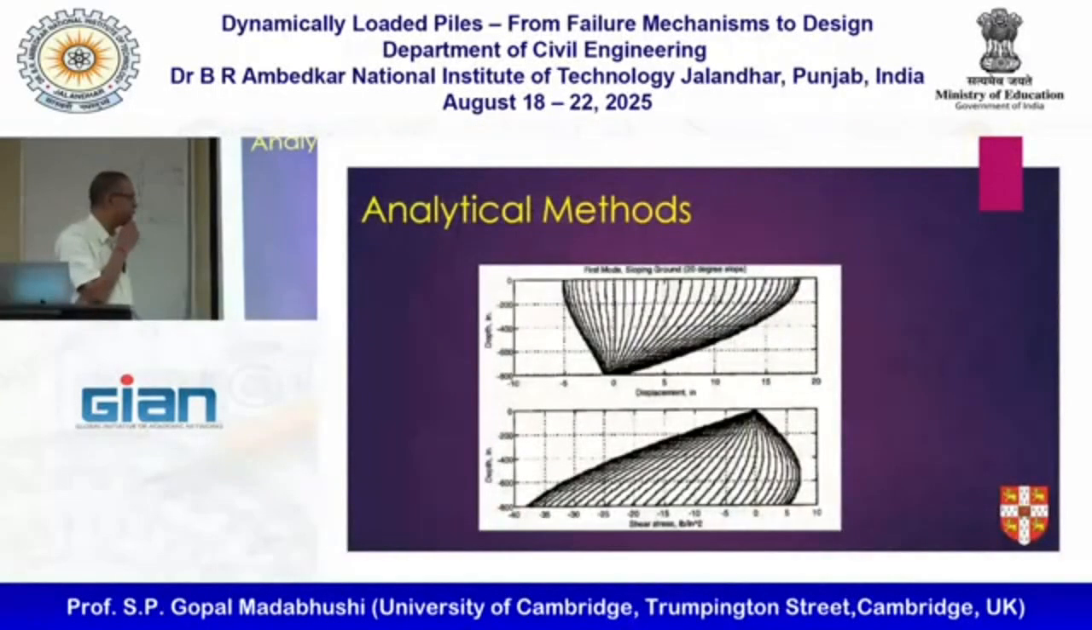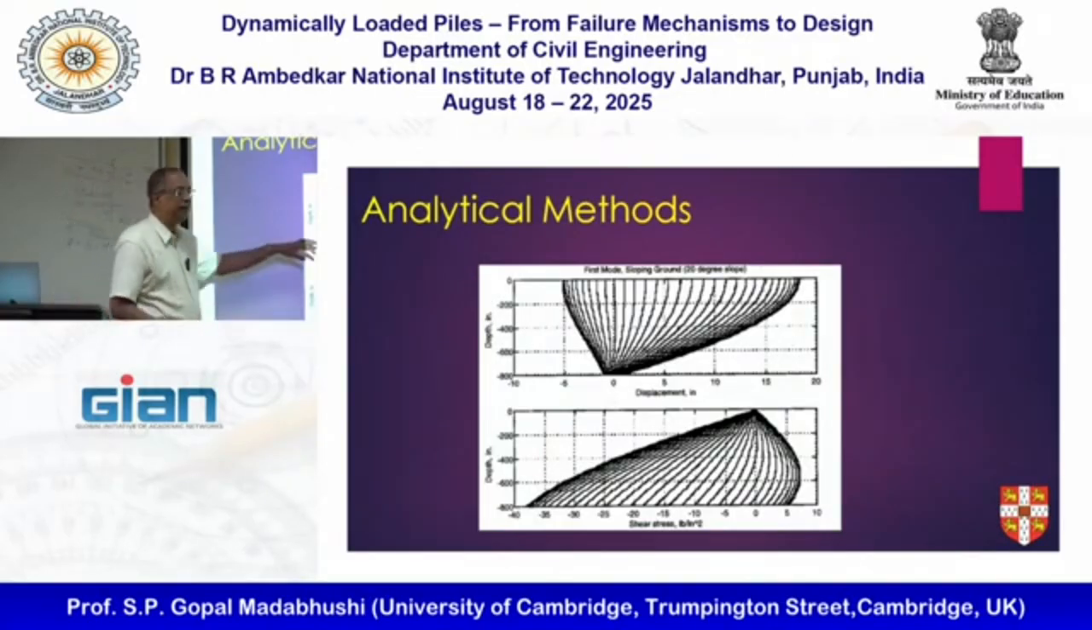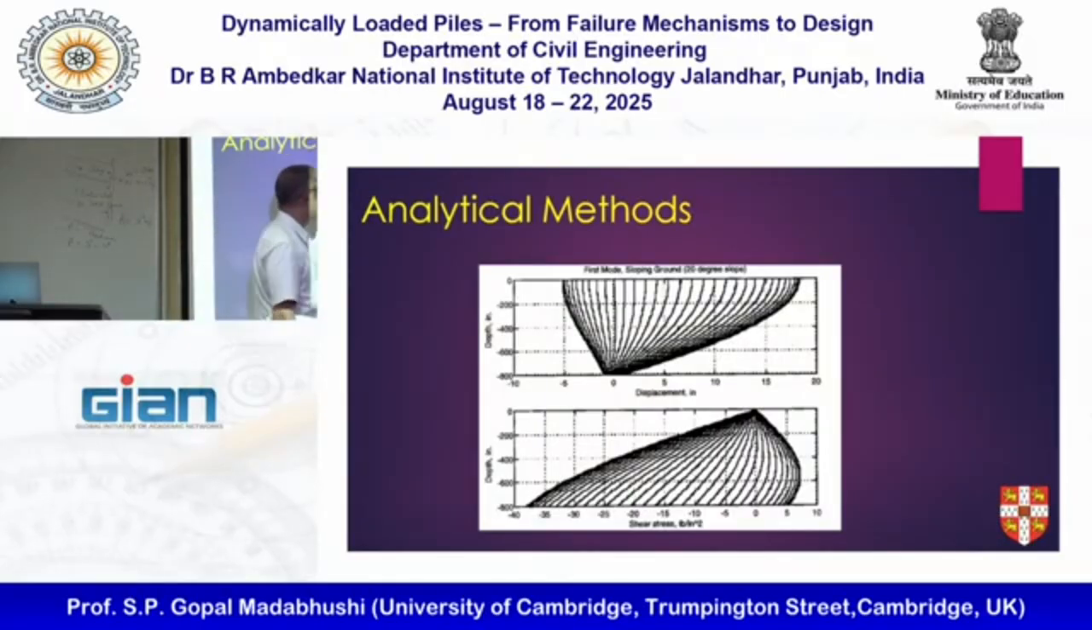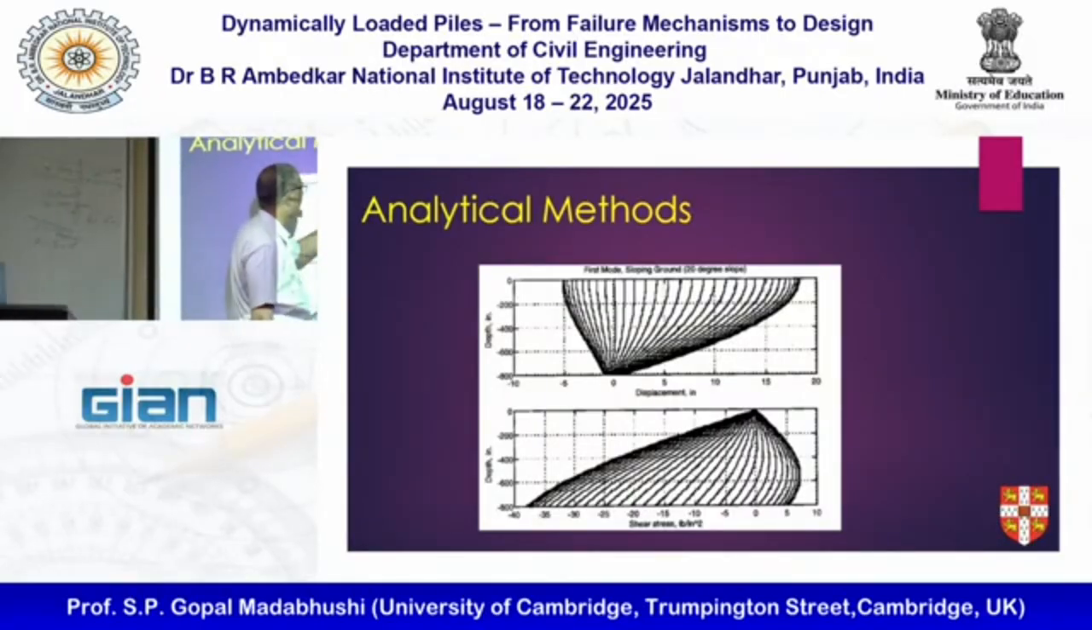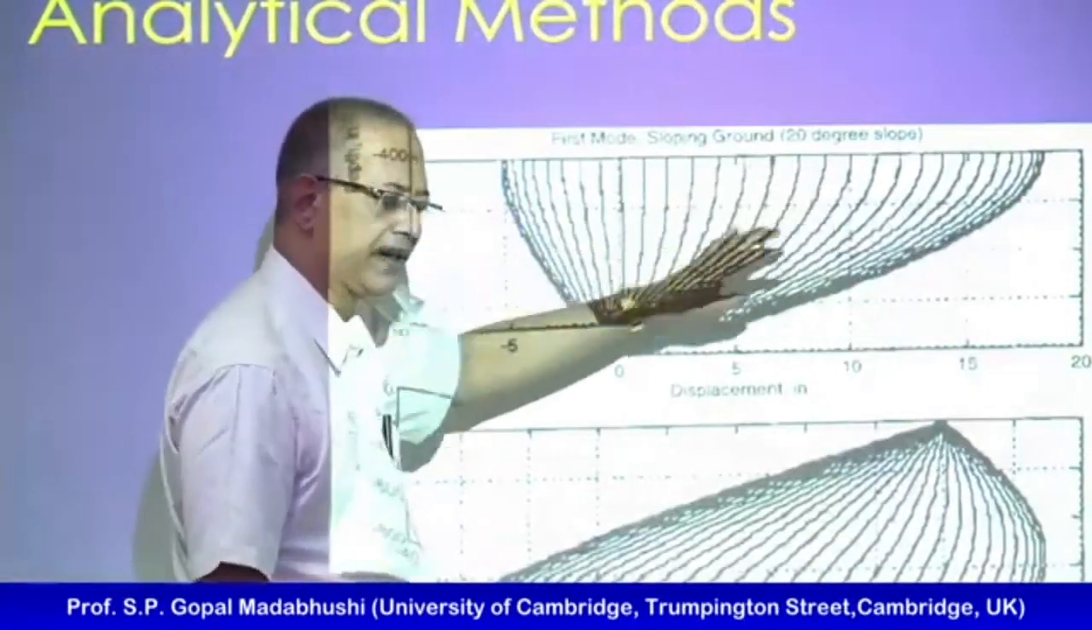So these kinds of plots are available, and again you can see these are done by American researchers. That's why these are all in horrible FPS units. What this is trying to do is to see the lateral displacement in inches plotted against the depth of the liquefiable layer in inches. And what it's trying to do, rightly or wrongly, is the slope is taken as 20 degrees.